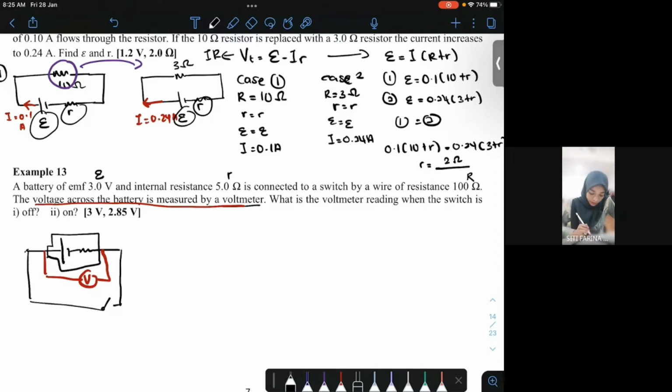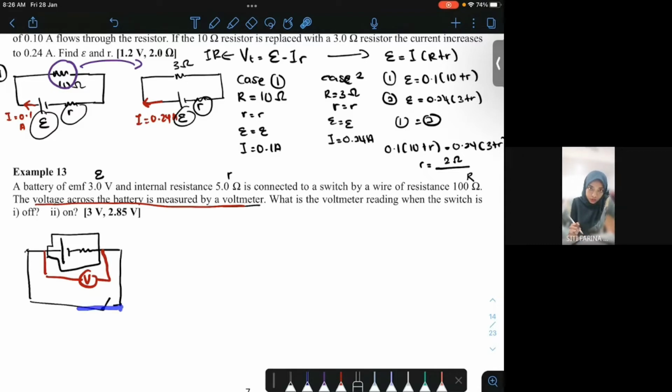Okay, so sepanjang wayar ni kita ada rintangan sebanyak 100 ohm. Apa yang akan jadi dekat sini adalah dia suruh minta bacaan voltmeter when the switch is off. Switch is off maksudnya kita tak tutup litar ini. Kita tak on kan lah. You did not close the circuit.